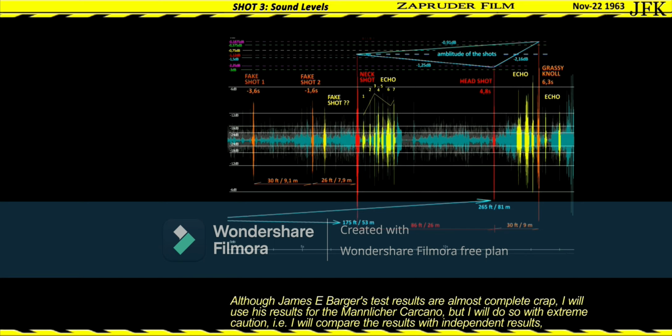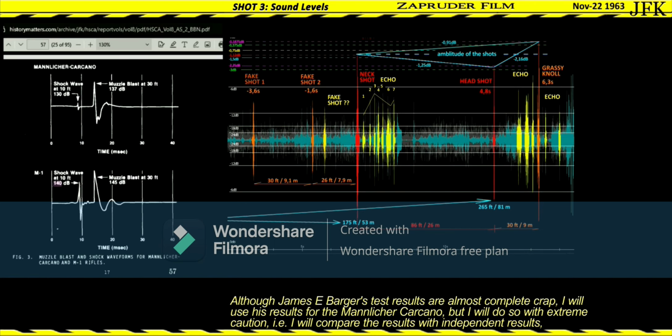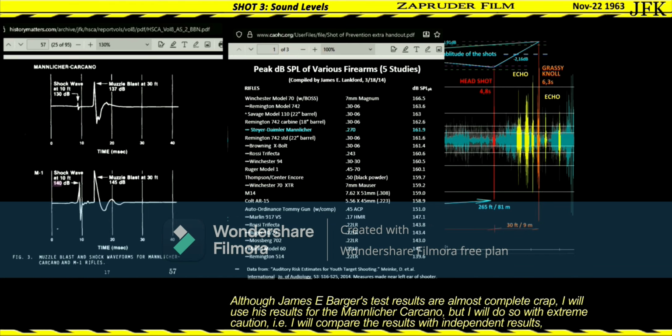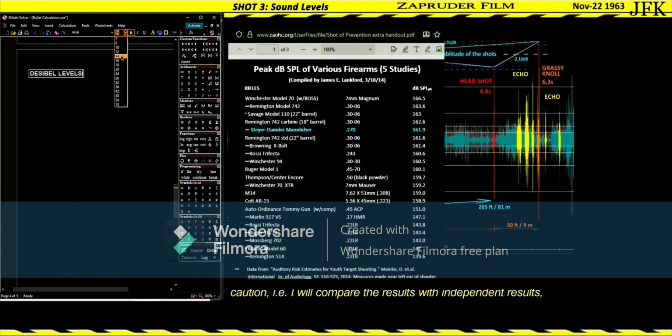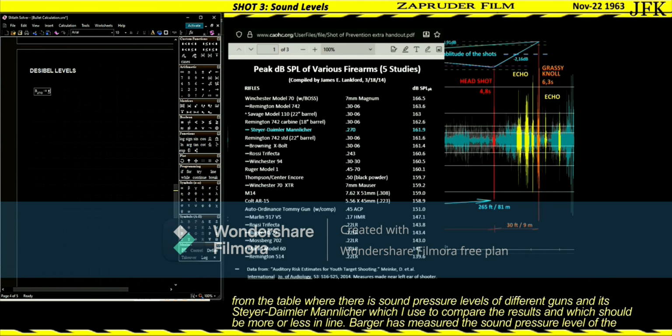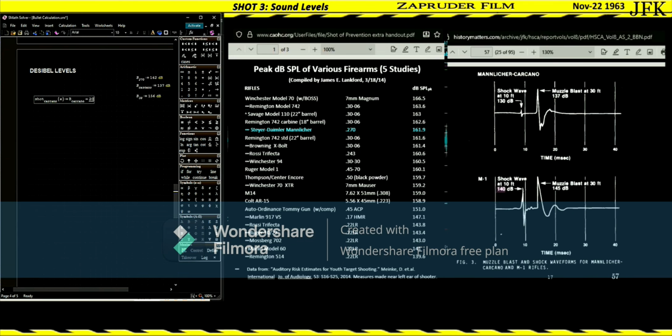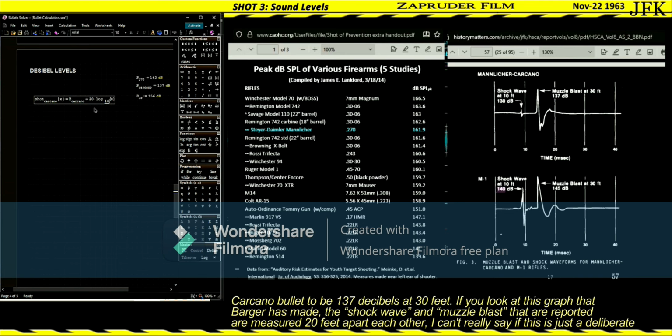Although James E. Barger's test results are almost complete crap, I will use his results for the Mannlicher Carcano, but I will do so with extreme caution. I will compare the results with independent results from the table of sound pressure levels of different guns and its Steyr Daimler Mannlicher, which should be more or less in line. Barger has measured the sound pressure level of the Carcano bullet to be 137 decibels at 30 feet.